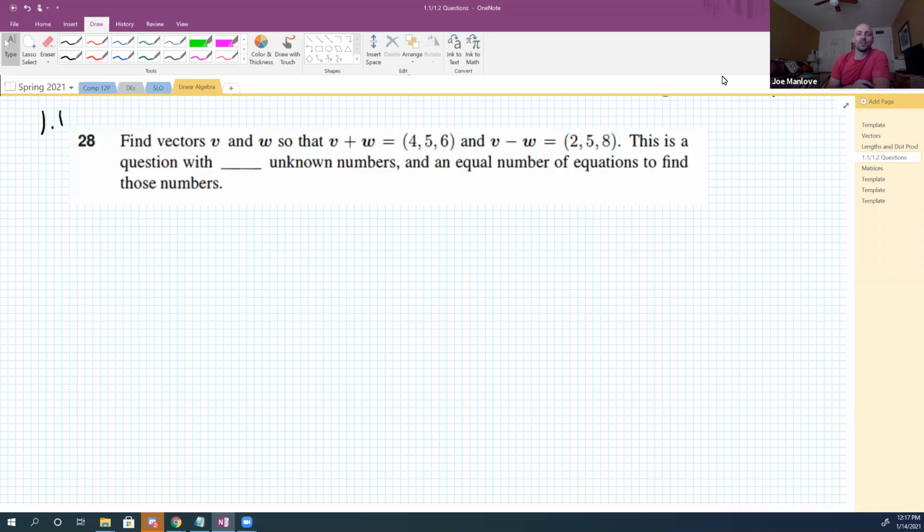All right, so let's talk 1.1, number 28, which says that we are supposed to find vectors v and w so that v plus w is this thing and v minus w is this thing. And then we're supposed to answer how many unknowns there are and an equal number of equations to find these numbers. Huh. Okay.